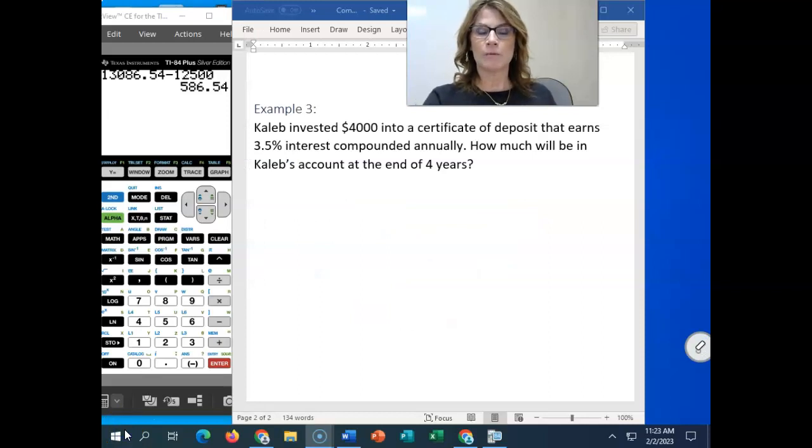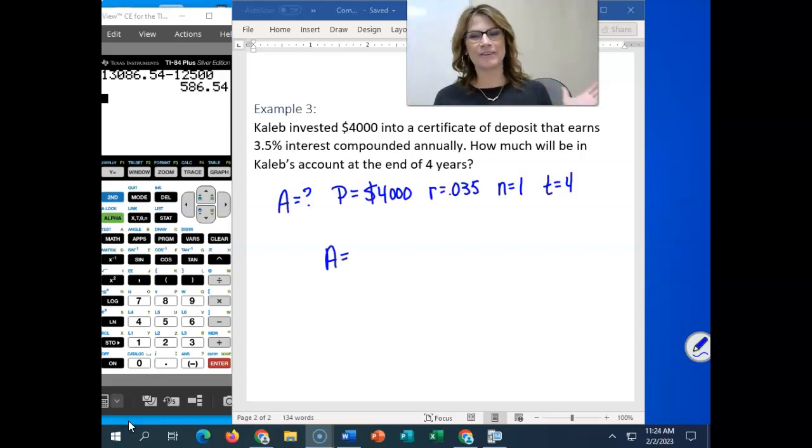Okay, so ready to do one more. Okay, let's look at this problem and pick out all of our variables, and let's do that first. Okay, so here we got it. We don't know how much money we're going to end up with at the end. We do know our principal's $4,000, rate as a decimal, annual, so that's just one time, and then we're doing this for 4 years. Okay, so go ahead and get that in your calculator. Let's see what we come up with. Maybe we're going to stop the video for just a moment, let you work it, and then we will check your answer.